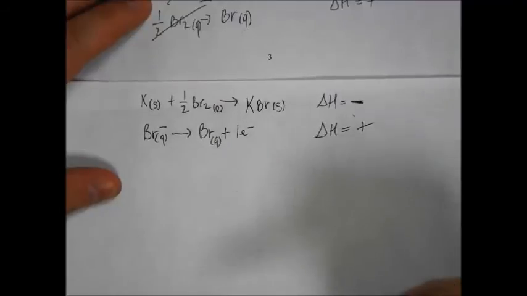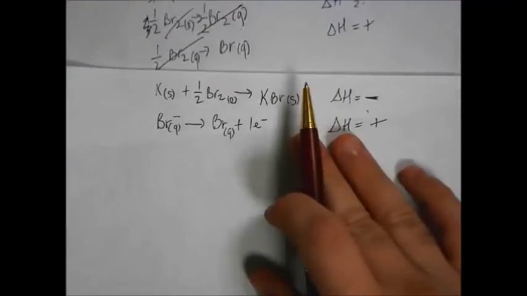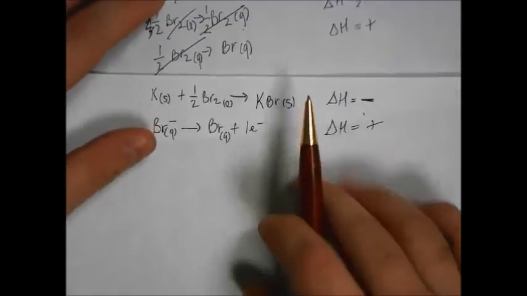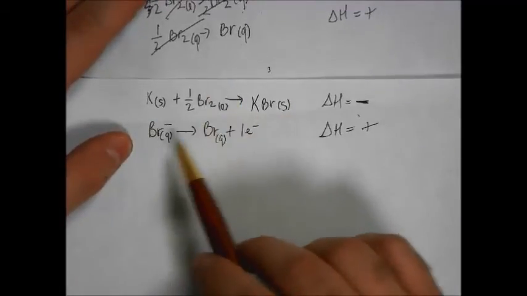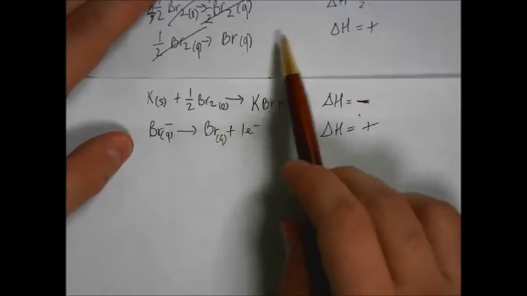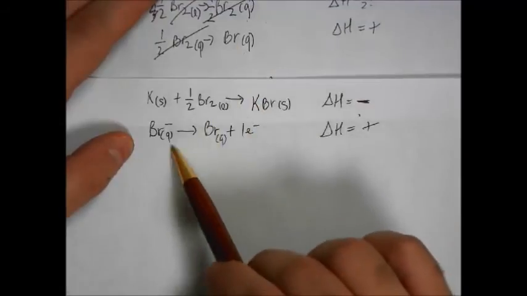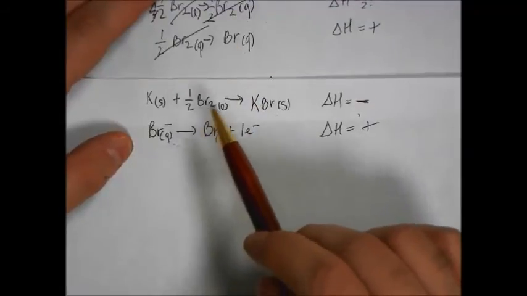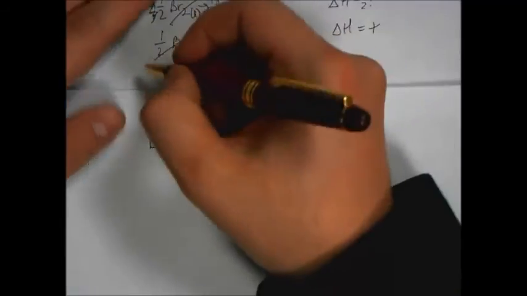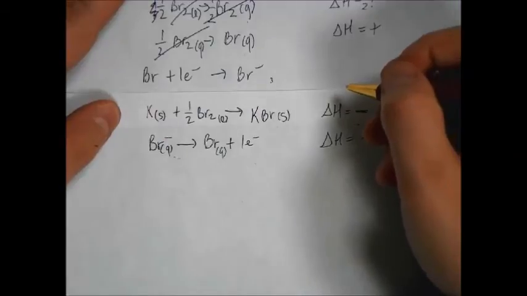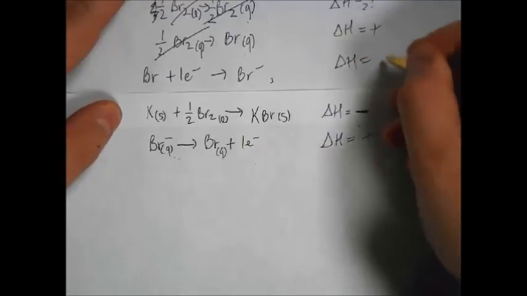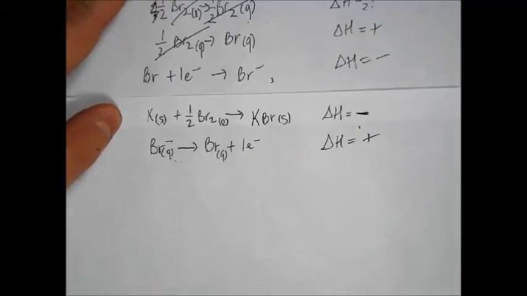So you have to know what an ionization is, what an electron affinity is, and all those good things. So in this case, we're going to have to flip this around, right? Because we have Br gas on this side, we want to go to Br minus. So when we write this down on our actual piece of paper, it's going to work out to be Br plus 1 electron gives Br minus. And because we flipped it around, that's going to give us a delta H that is negative.